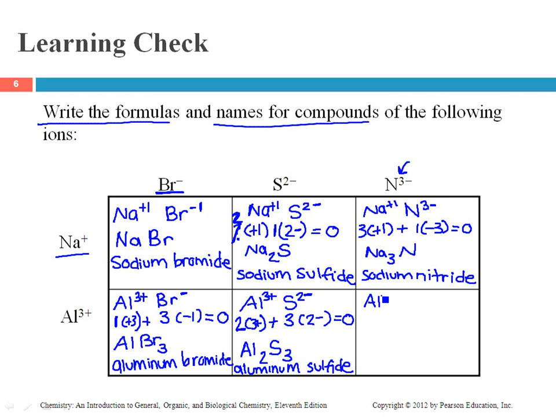Aluminum has a 3+ charge, nitrogen a 3- ionic charge, so they already cancel. So we get +3 minus 3 equals 0, and we know we're only going to need 1 of each. And we would call this aluminum nitride.